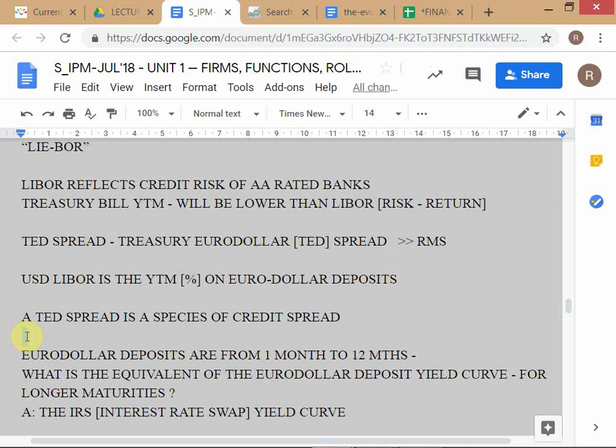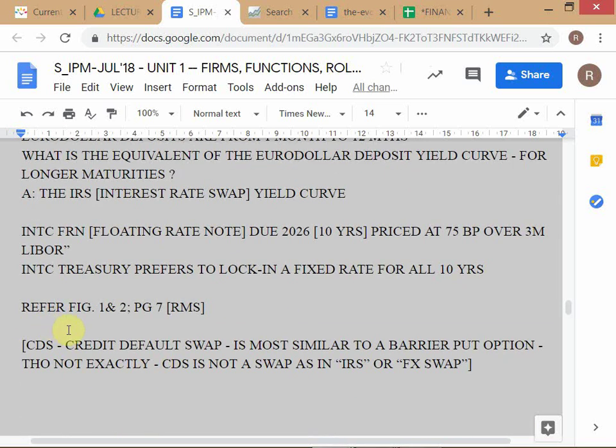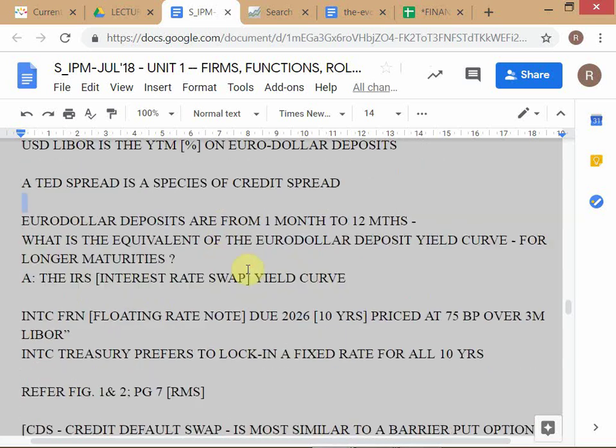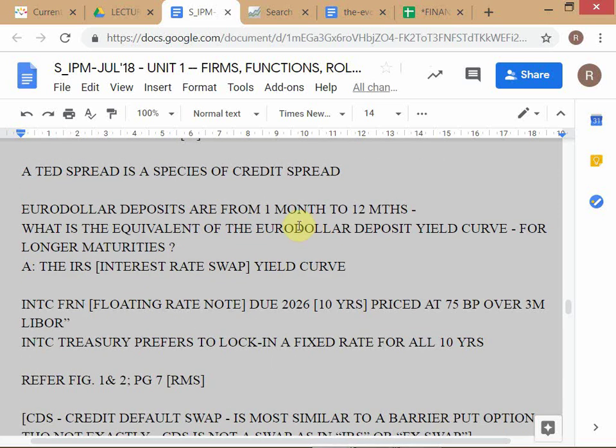Notice that even in the last class I have used expressions like IRS. Again, I should not use the word euro-dollar here. It's a euro deposit yield curve that is more important.